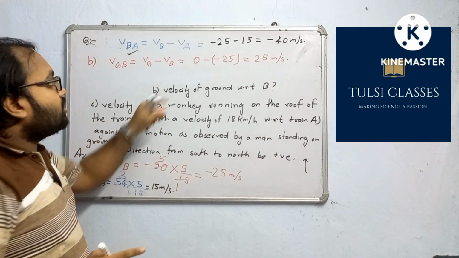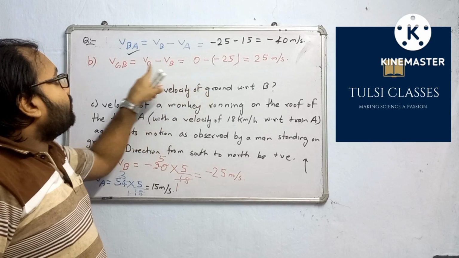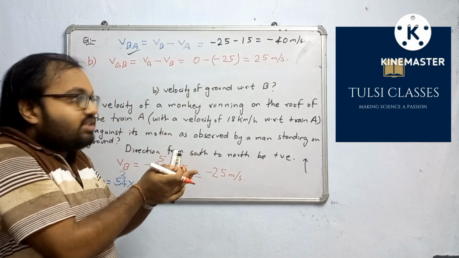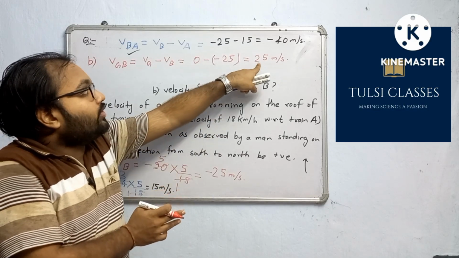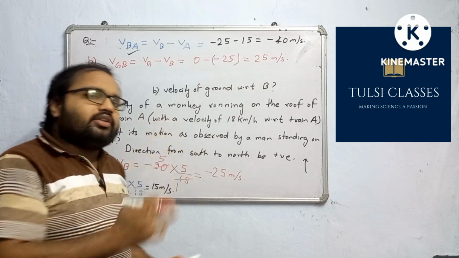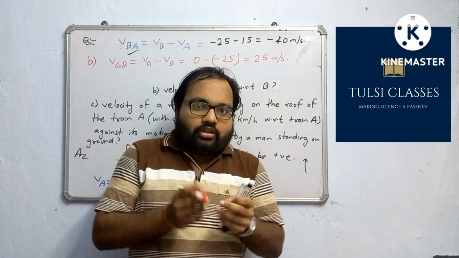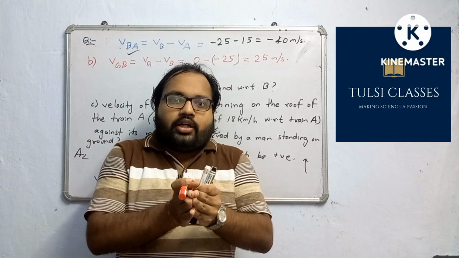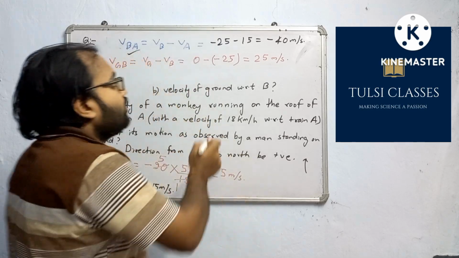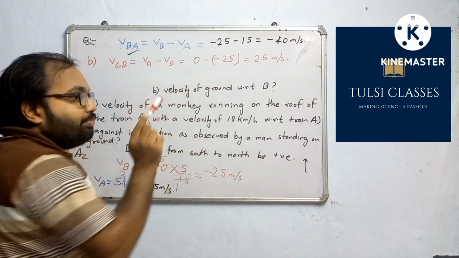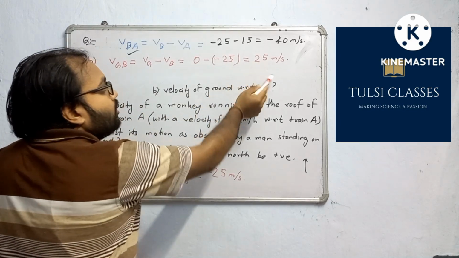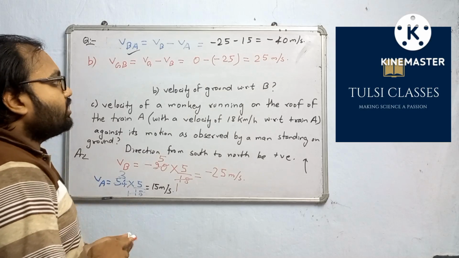Now this is the answer for B. That means the passenger moving in train B, how will they see the ground? That ground is moving with a magnitude of 25 meter per second in the north direction. And this is obvious also when you are traveling. When you are traveling in south direction, you will see the ground moving in the north direction only. That's why passenger in train B, which is moving southwards, will see the ground to be moving northwards. And this is the velocity.